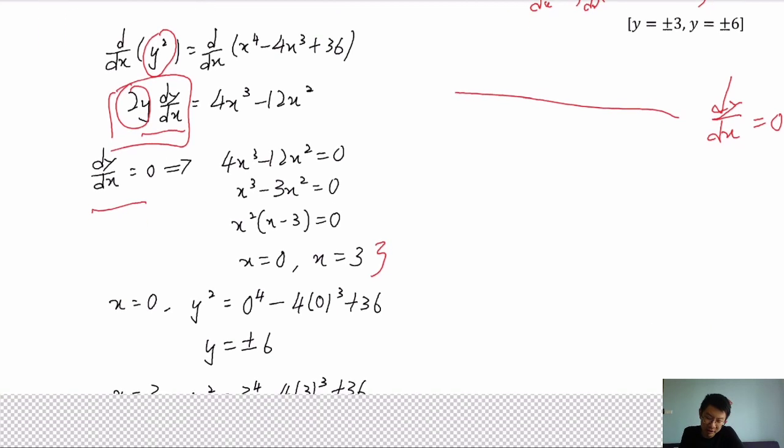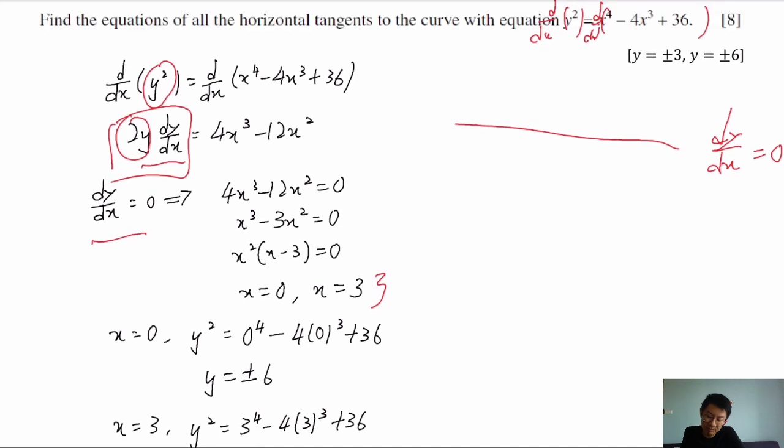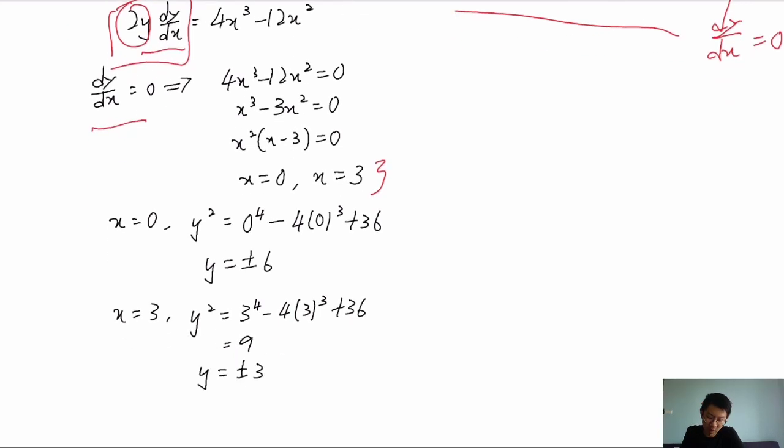Once we have got these two x values, we substitute them back into the earlier equation, and we are supposed to find out the values for y. Take note that because we have y squared, the value for y at the end should have a plus and minus, because we are solving for y squared equals, in this case, 36 and 9. So when we root them, we should consider the plus and minus.